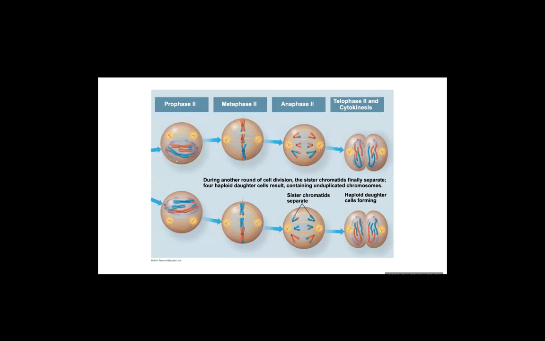We will see that. Prophase two, the spindle fibers, spindle microtubules reform and attach to sister chromatids. Metaphase two, they align at the equatorial plate. And then spindle microtubules drag chromatids to both ends. Then anaphase two, the sister chromatids separate. And telophase two, the nuclear envelopes reform and the spindle microtubules disappear. But each daughter cell has only one member of each pair of homologous chromosomes. So during another round of cell division, the sister chromatids finally separate, forming haploid daughter cells, each containing unduplicated chromosomes. Okay, so you can see 1, 2, 3, 4 daughter cells, and then each daughter cell has how many chromosomes? Haploid.